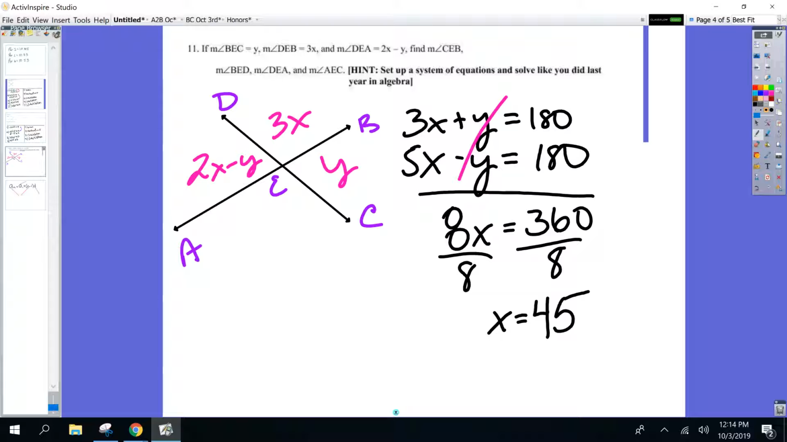Okay, but I wasn't looking for x or y. I was looking for the angle measurements. So watch, I don't even need to know what y is. Go back, plug in 45 for x. What's this angle measure? 3 times 45. And then I'm hoping at this point you can find the other 4 angles without even plugging in for x or y. What's the angle opposite? They're vertical, so 135. And what about the linear pair next to it? 45. Yep.